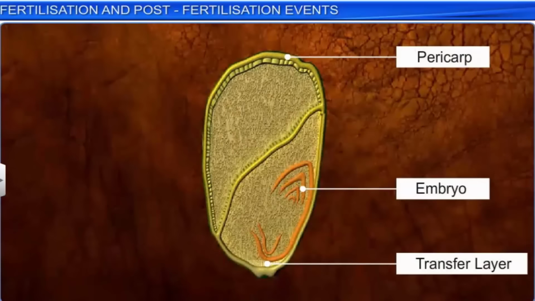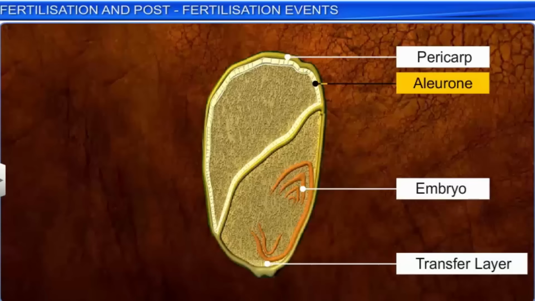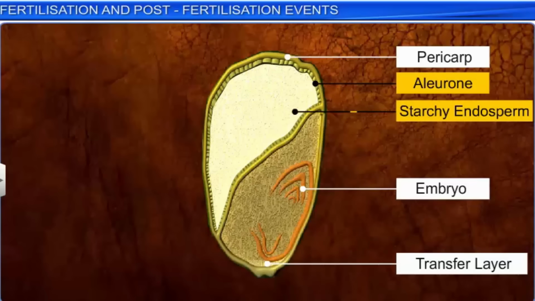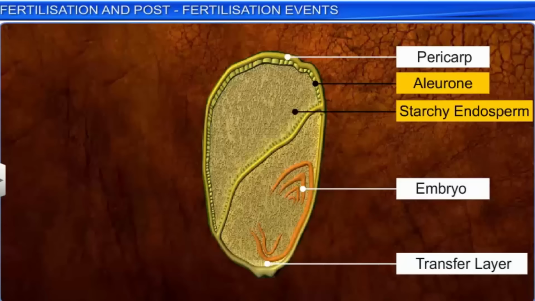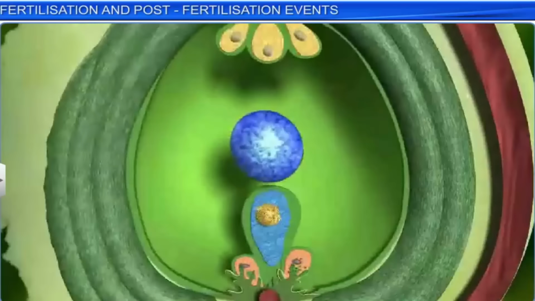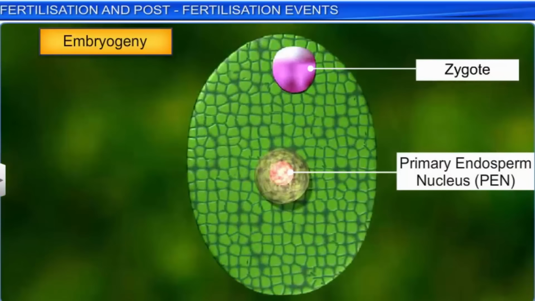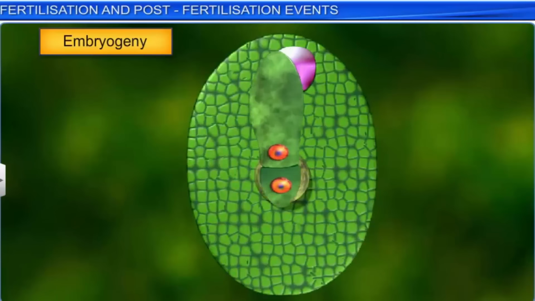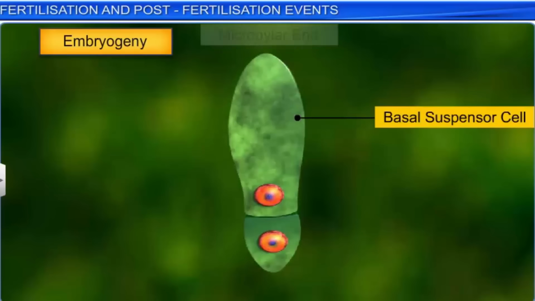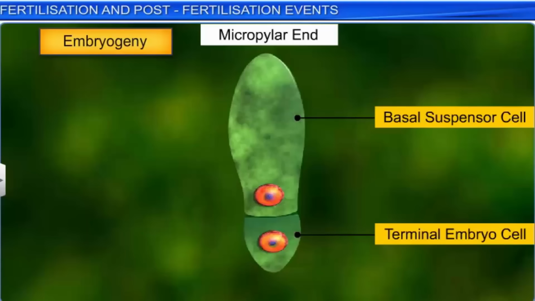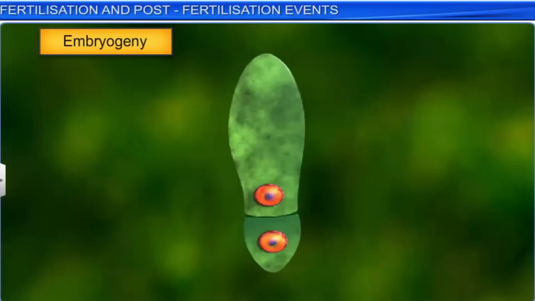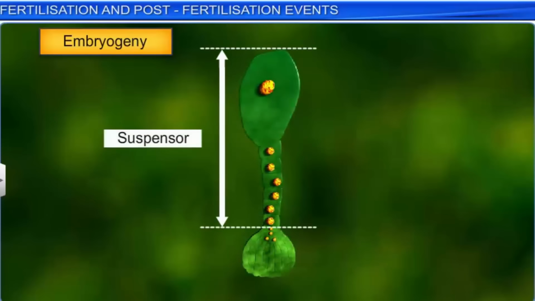In the case of cereals, the aleurone layer, which forms a part of the endosperm, stores food as well as secretes amylase enzyme for the digestion of stored starch during germination of the seed. Studies by botanists have revealed that during early embryogeny, the zygote divides into two cells: the basal suspensor cell towards the micropylar end and a terminal embryo cell towards the chalazial end. The basal suspensor cell further undergoes mitotic divisions and forms 4 to 8 cells which push the terminal embryo cell into the tissue of the endosperm to allow it to derive nourishment.